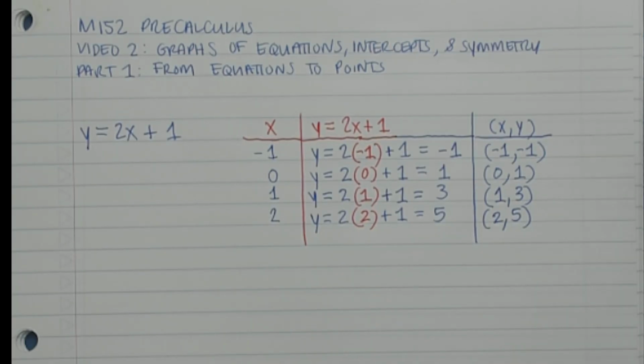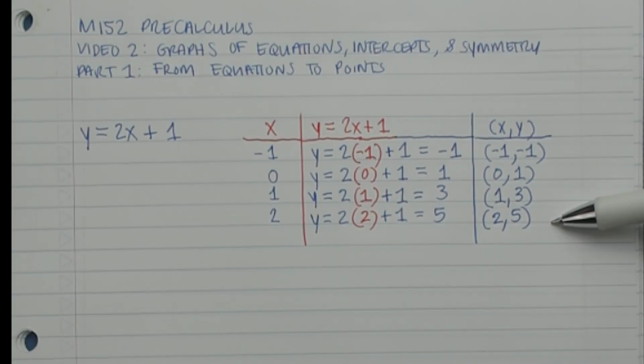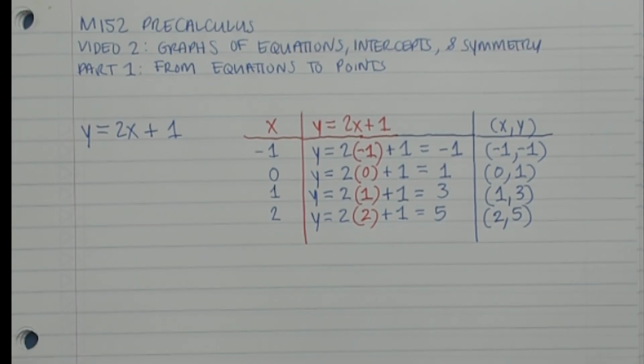Now, each row of this table gives us an ordered pair: -1, -1; 0, 1; 1, 3; and 2, 5. Each of these points satisfies the equation y equals 2x plus 1. So that means that each point belongs on the graph of the equation. If we were to graph this, each one of these points would be on the graph of the equation. So I'm going to show you something.